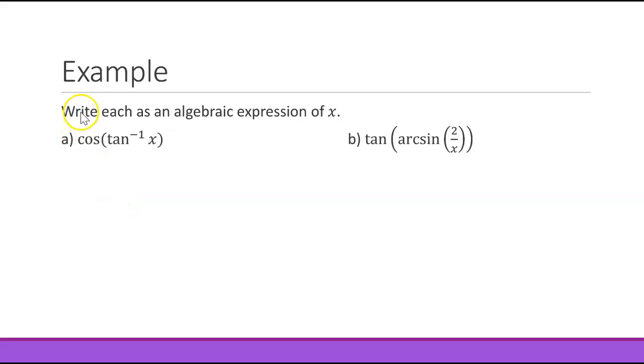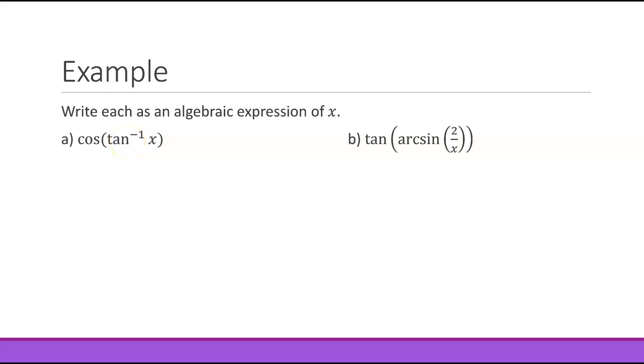All right, in this example, we want to write each as an algebraic expression of x. So in part A, I have cosine of tan inverse of x. What's going on here is that this is currently a trigonometric expression. I have cosine of tangent inverse of x. And what I want to do is to rewrite it so that it's an algebraic expression, so there are no more trigonometric or inverse trigonometric functions involved.